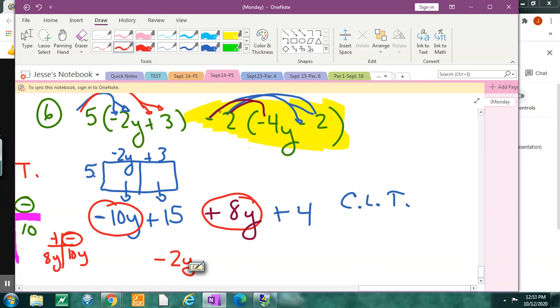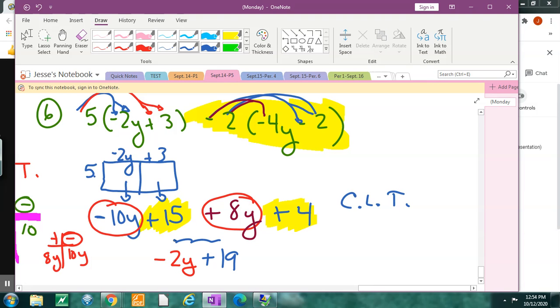Okay, and then the next one. Let me pick on Hector. How about this one, the yellow? The 15 plus the 4. So what's 15 plus 4? 19.